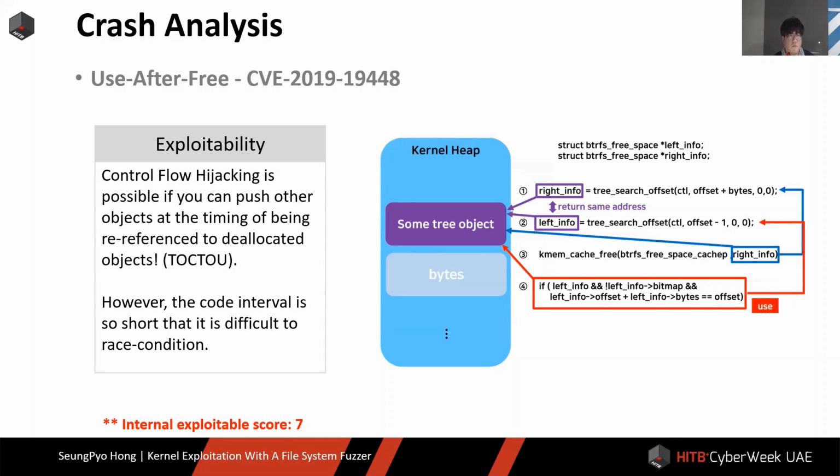If we can put another object at the timing of re-reference of the freed object, we can hijack the control flow of this function. However, the assembly code spacing was so short that it was difficult to push the object. So we gave it 7 points internally.